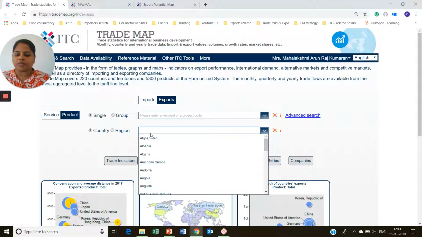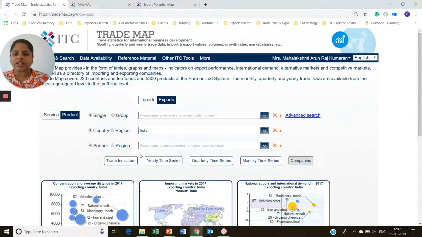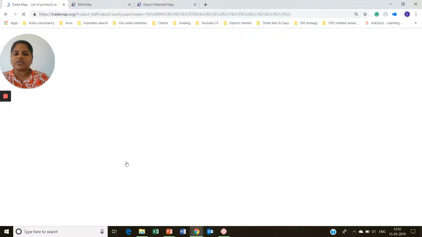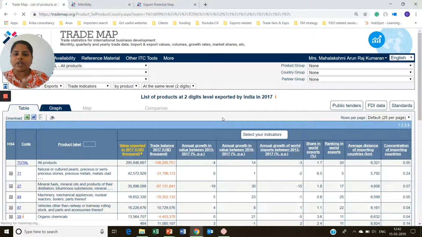For example, I'm coming from India, so I'll put India, leaving the first one blank. Click on trade indicators. I'll leave the other things blank. This is for the selection of an HS code, and this is for any country, to understand the partner country, the trade between India and another country. There we'll give a particular country's name, but I am leaving it blank for now and clicking on trade indicators. When we click on trade indicators, it first comes up with all the products exported from India at the 2-digit level.